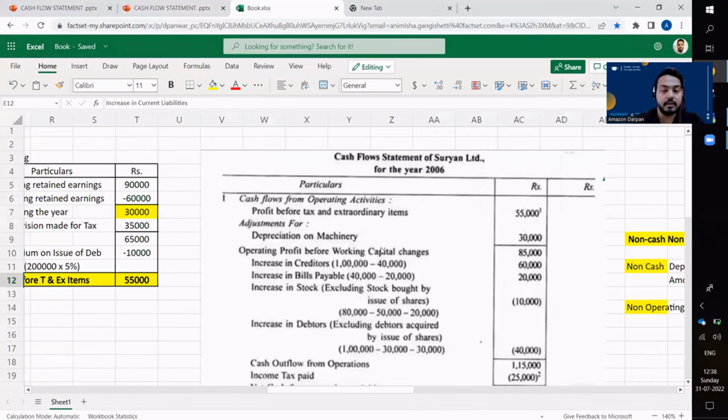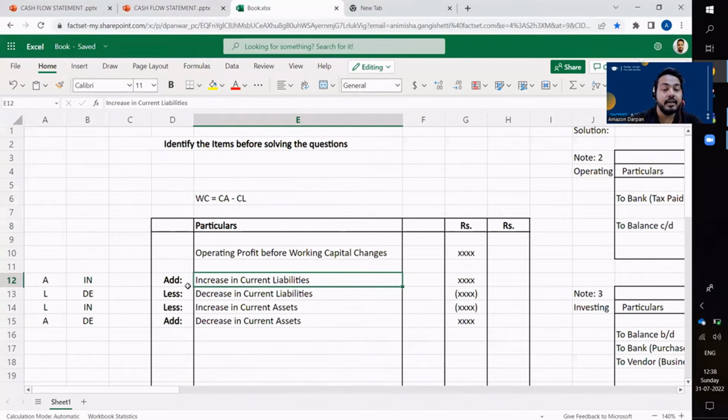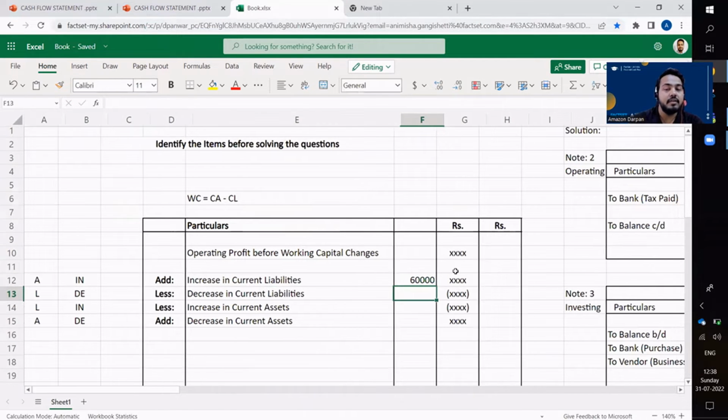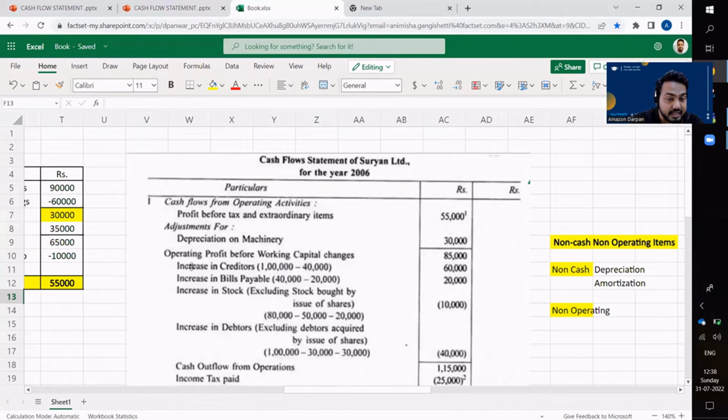When we look at this part, in our format, whenever there is an increase in current liabilities, you have to add that amount. Now you saw there is an increase of 60,000, which means you will have to add that amount. When we look at the solution part here, we see that there is an increase in creditors, and he has also done the same computation, arrived at the figure of 60,000, and added the same.